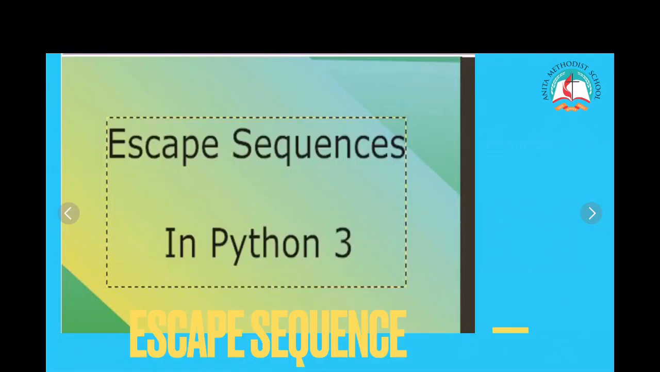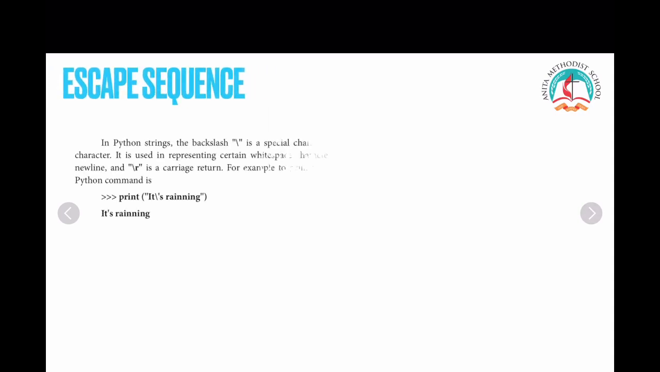Next, another concept is the escape sequence in Python. What is an escape sequence in Python? In Python, backslash is a special character called the escape. It is used for representing white space characters such as slash tab. We learned it earlier: T, N, and R for carriage return.